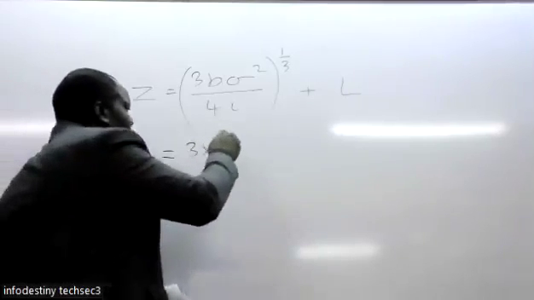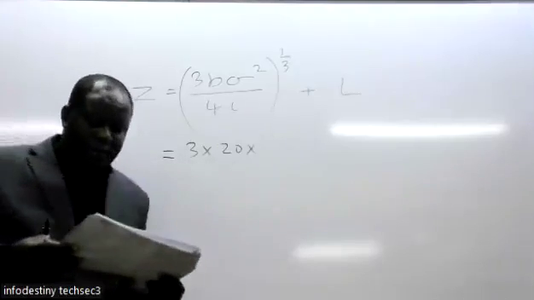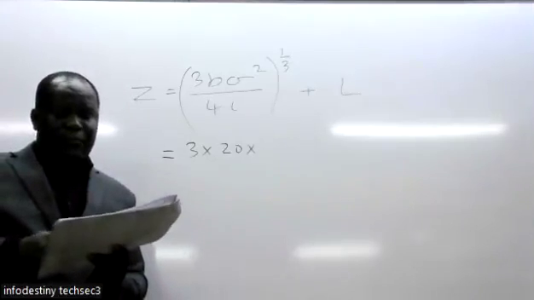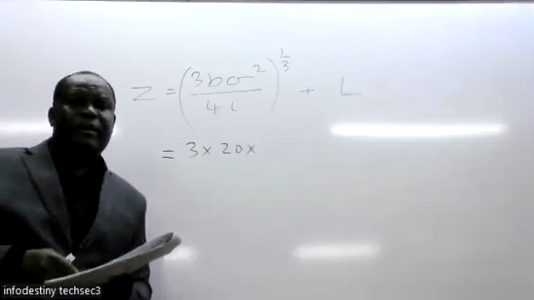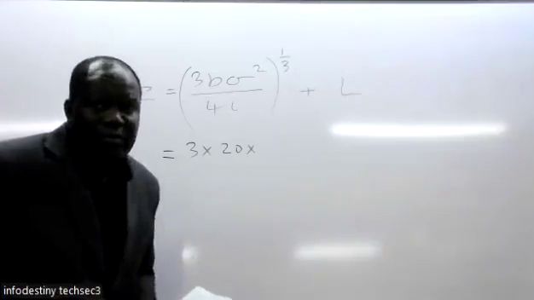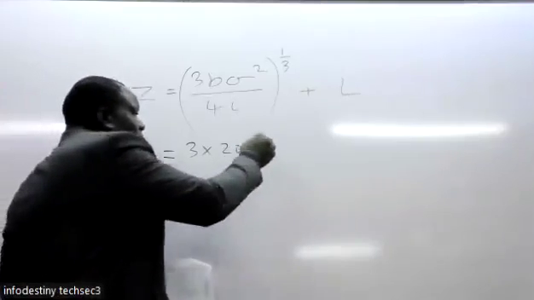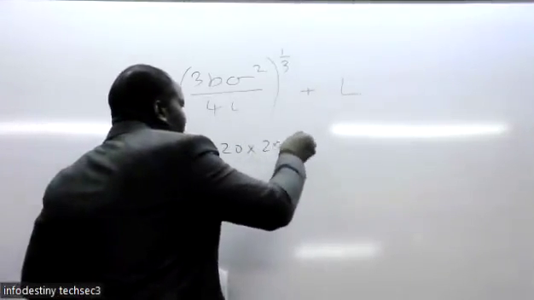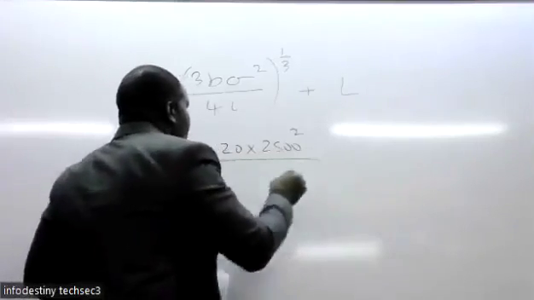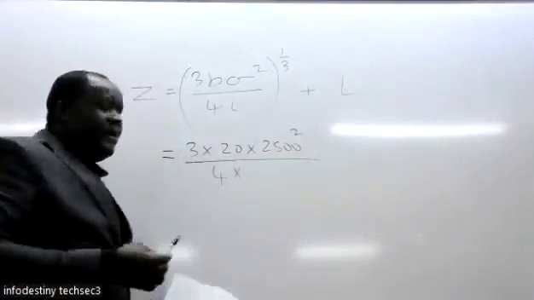So our P is 20. The question had given you the standard deviation of 2,500, but we require the variance. So to get the variance, we square that particular standard deviation. So you take the 2,500, then you square it. Then we divide by 4 multiplied by I.